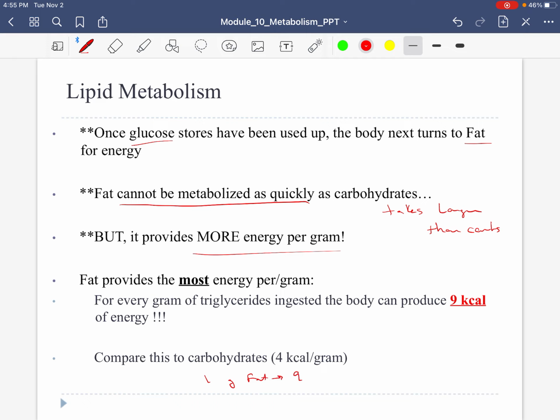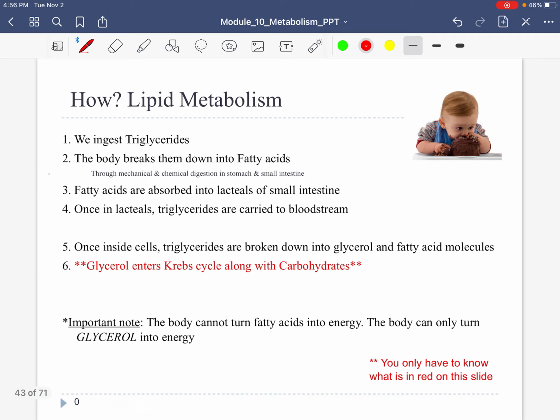Versus fat, 1 gram of fat yields 9 kilocalories of energy per gram. So fat takes longer to get to. It's a more complex process, but our body likes to burn fat because it gives us more kilocalories of energy. It's the same process with the Krebs cycle and the electron transport chain, but in terms of kilocalories, that unit is more beneficial, for example, for our muscles.